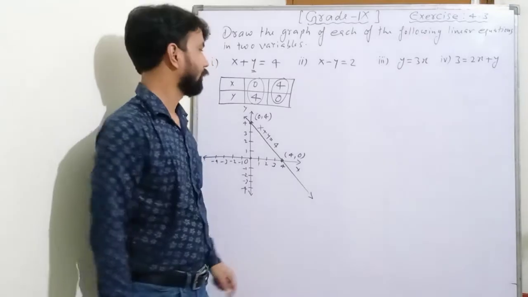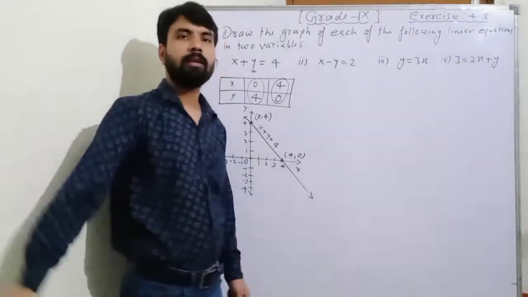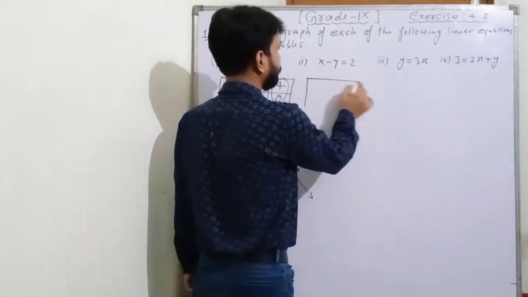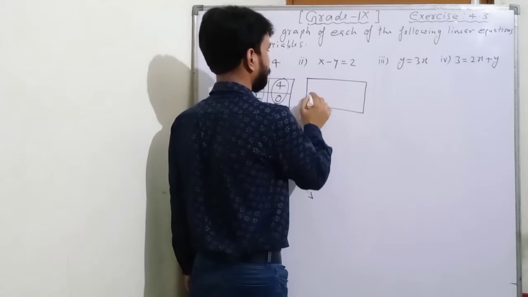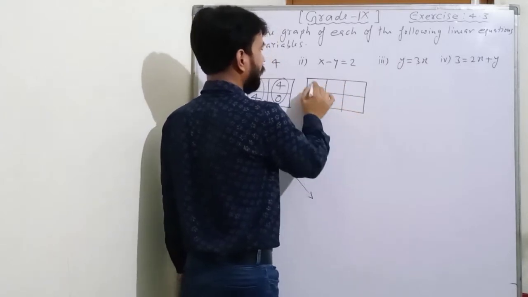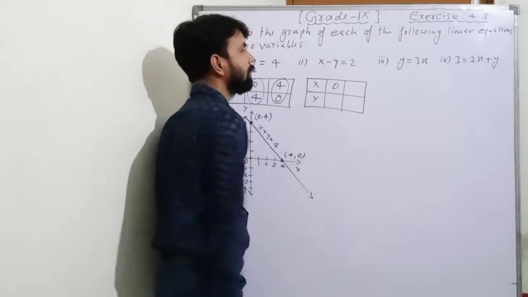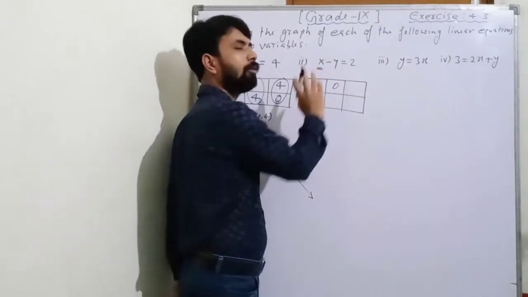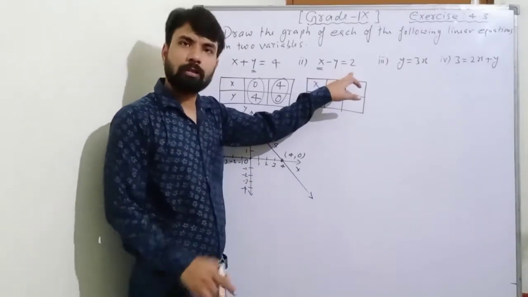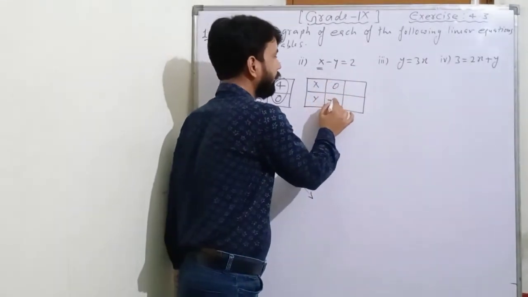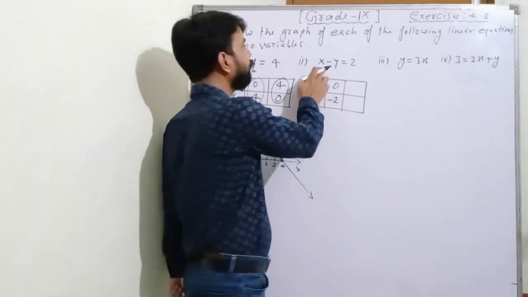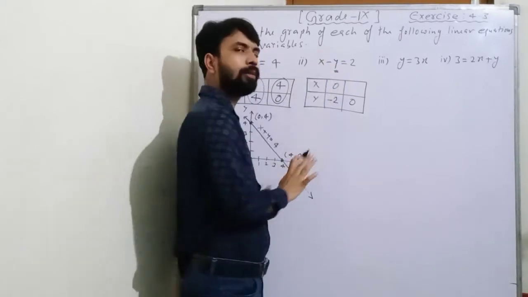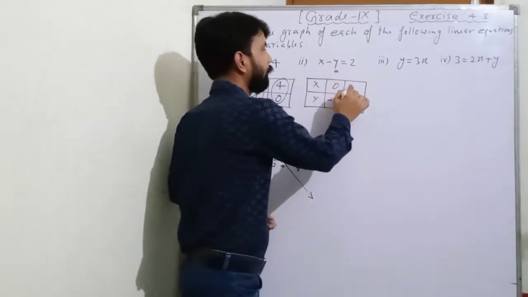Good. Now for the second part. Firstly, we will have to find the solutions. x and y. If I am taking x equals 0, then what we will get? Minus y equals 2, then y equals minus 2. Then the value of y is minus 2. If we put y equals 0, then we get x minus 0 equals 2, that means x equals 2.